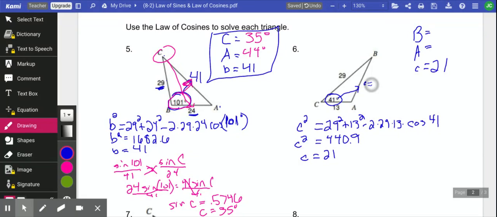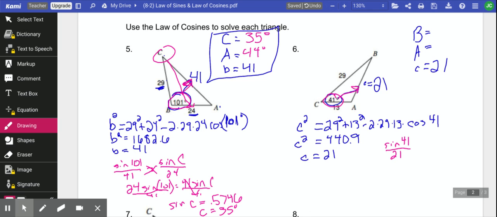Okay, now that we know that C is 21, we now have a pair, and so we can use law of sines because now we know these two things. So we can say that the sine of 41 over 21 equals, it doesn't matter which one we find next, maybe we want to find A next, the sine of A over 29. Law of sines, we're going to make a proportion and cross multiply, so we get 29 sine of 41 equals 21 sine of A.